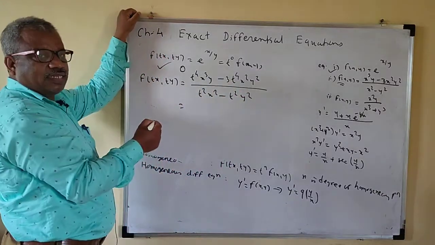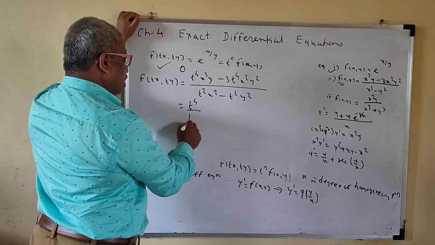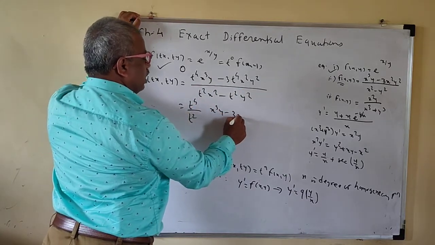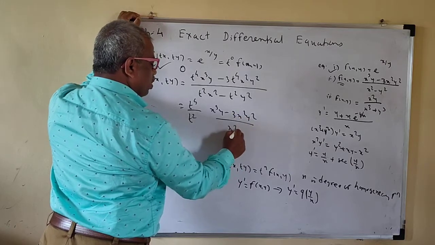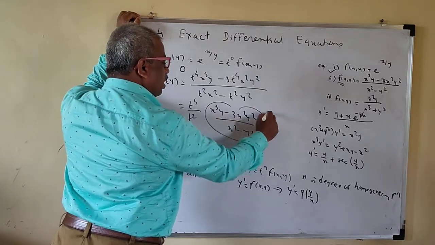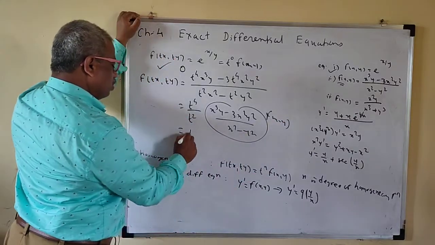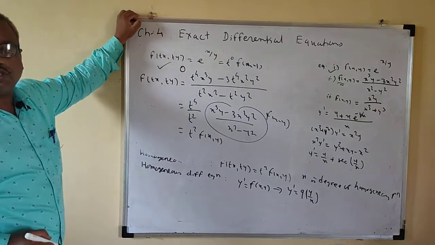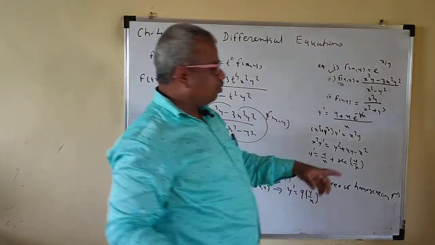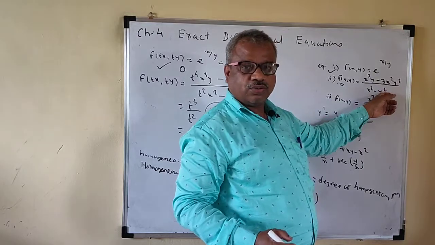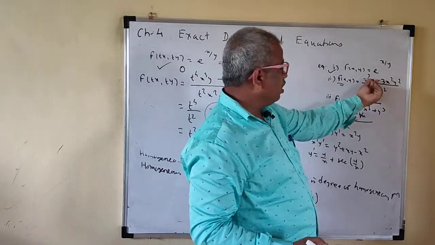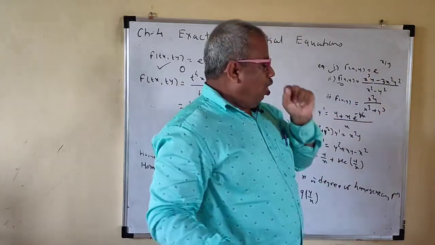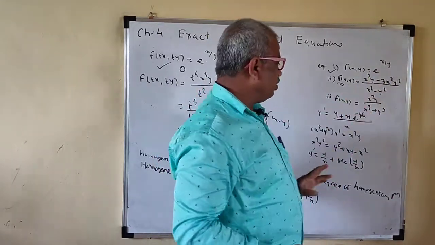From the denominator you can take t square common. From the numerator, t raised to 4. So whatever this is, see here, this is x cube y minus 3x square y square upon x square minus y square. This is your f of x, y. So this is t square f of x, y. So this is a homogeneous function of degree 2. See here, the degree of each term in the numerator is 4, and the degree of each term in the denominator is 2. So 4 minus 2 is 2. This is a homogeneous function of degree 2.